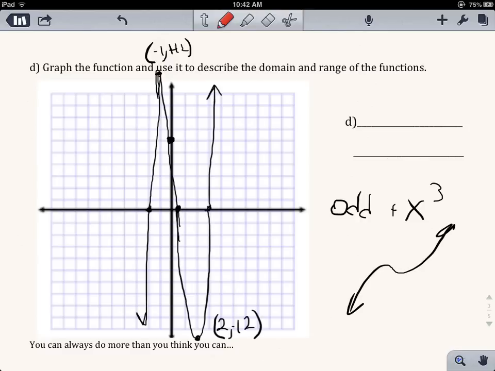Okay. And so then I want to describe the domain and range. Well, remember, we have no vertical asymptotes, so there's nothing that causes this thing to be undefined anywhere, vertically or horizontally. There's nothing stopping us. So then I can say that our domain is x, provided that x is all real. And our range, y all real.